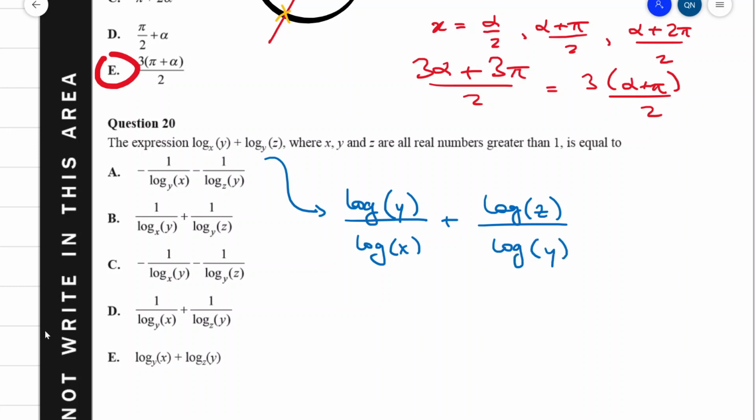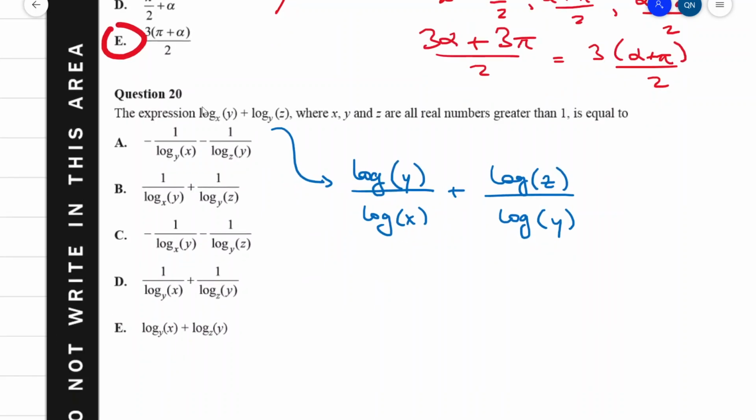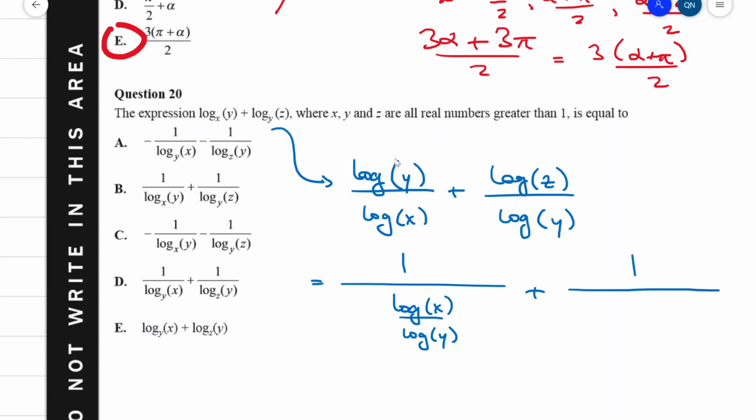All right, now we want to match it up to one of these here, so how can I do that? I see a bunch of reciprocals everywhere, so I'm going to do a little bit of a trick here. I'm going to rewrite this as 1 divided by, and I'm going to reciprocate this guy. So this is going to be log of x over log of y, and then plus 1 over log of y over log of z. So I reciprocate everything. Hopefully you agree that everything I write here is equal.